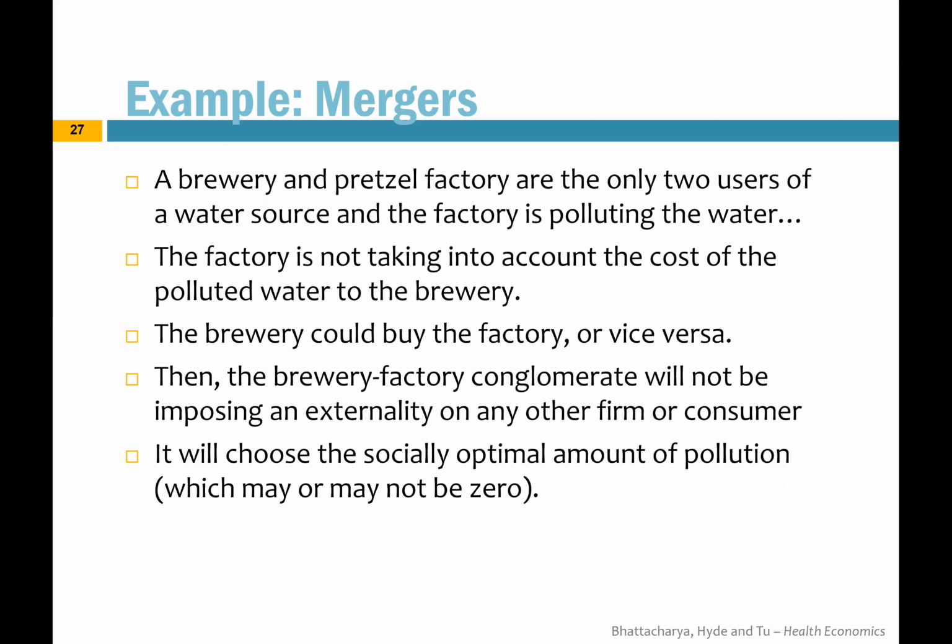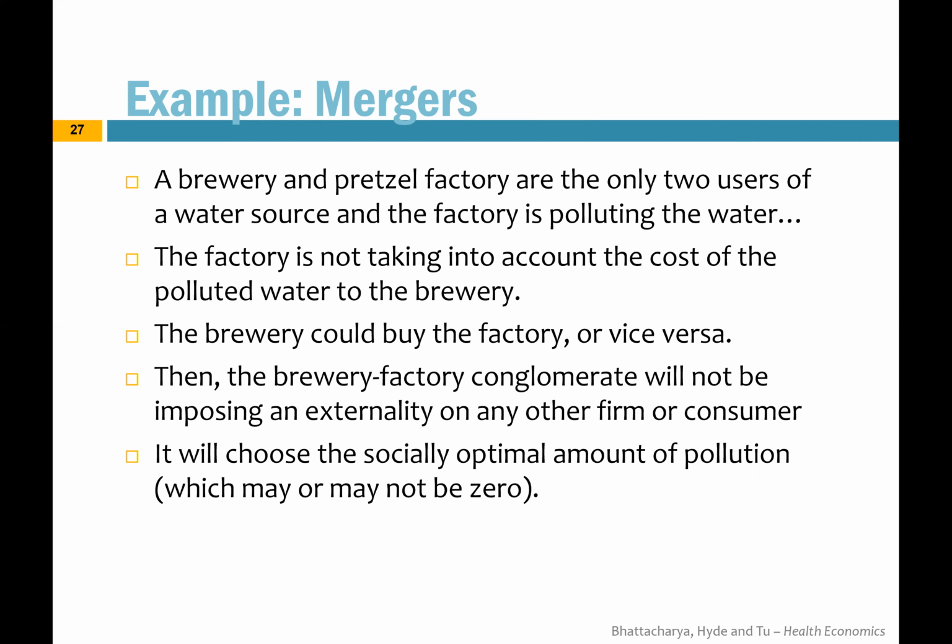So here's a trivial example. Suppose that there's a brewery and a pretzel factory, and that they're the only two users of a water source, and that this pretzel factory is polluting the water. In this example, the factory does not take into account the cost of all that polluted water to the brewery. So the pretzel factory is just baking along. They don't mind polluting. The brewery downstream, however, is trying to bottle beer, and they've got all this polluted water. It's causing them a huge headache, et cetera.